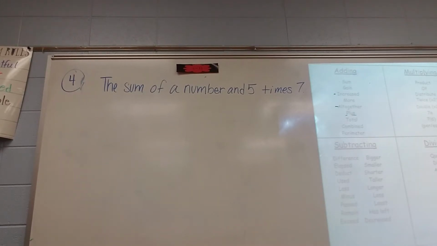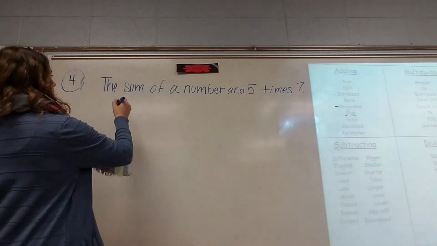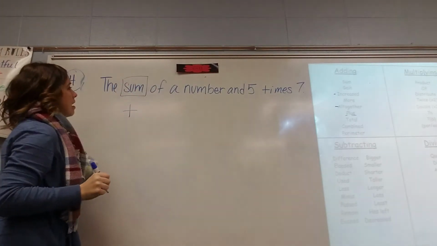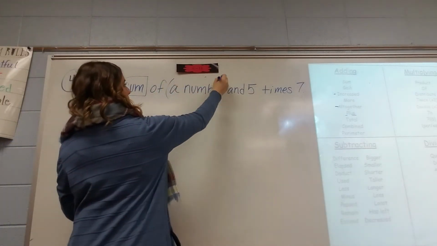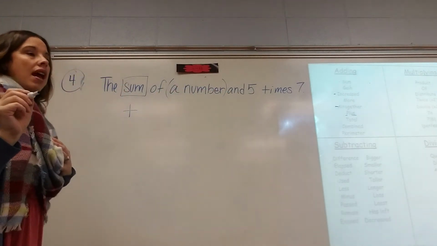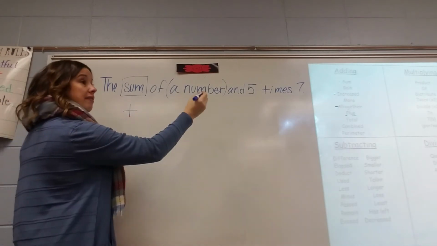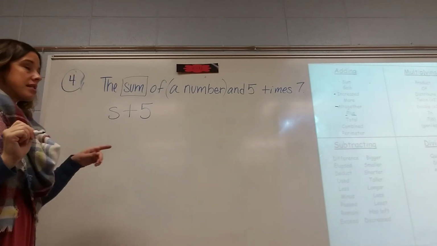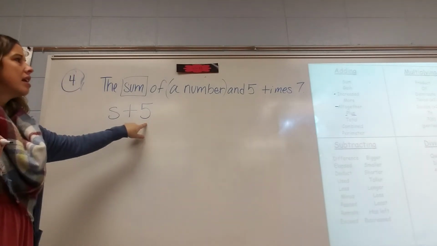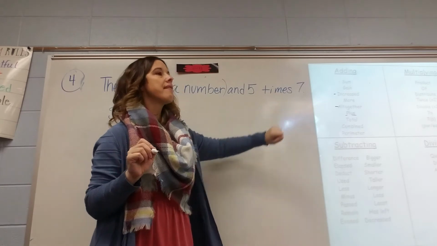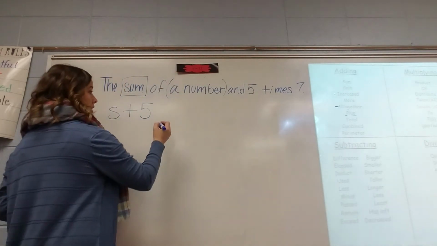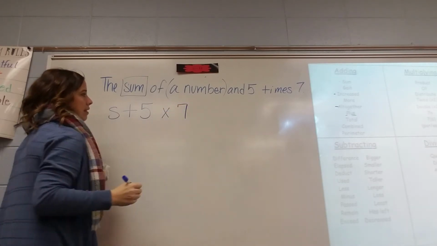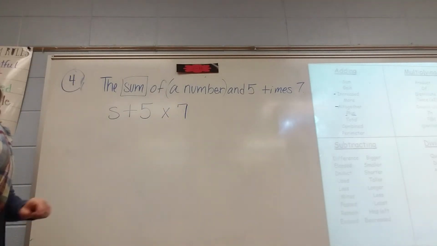Okay, so if we look at it, we have the sum. So what's that mean? Addition, right? Of a number, what's my variable? S, the sum of a number and 5. So that's S plus 5, right? The sum of a number and 5 times 7. Well, times tells us multiplication, right? So times 7. Is this right?